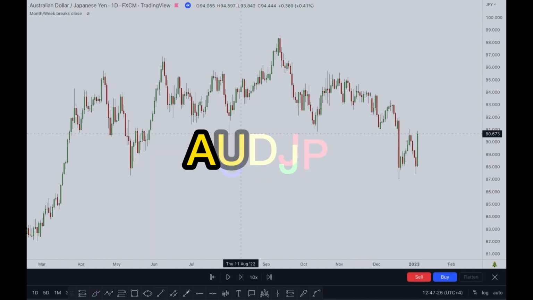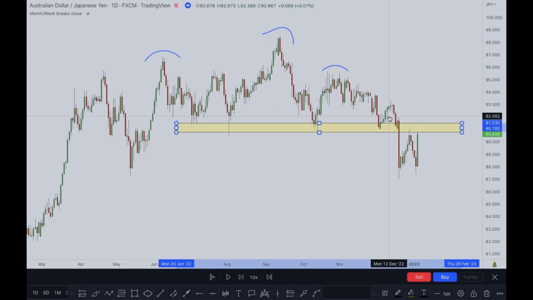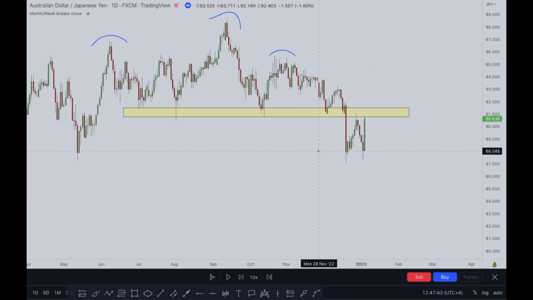So this AUDJPY on the daily time frame, this is also a trade that was posted in the group. So on the daily time frame, I just saw this left shoulder, this is my head, this is my right shoulder, and then this was the neckline, right? So the neckline was broken right here. We had a pullback to this neckline. So this is our area of value, right? So this was a very simple trade that we took at the beginning of the week.